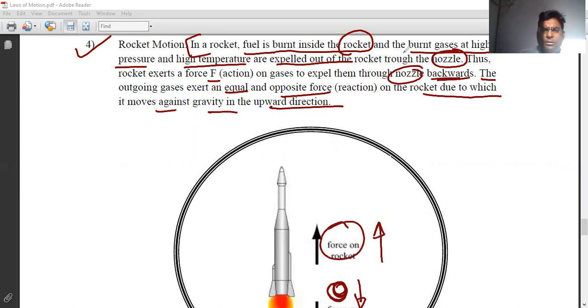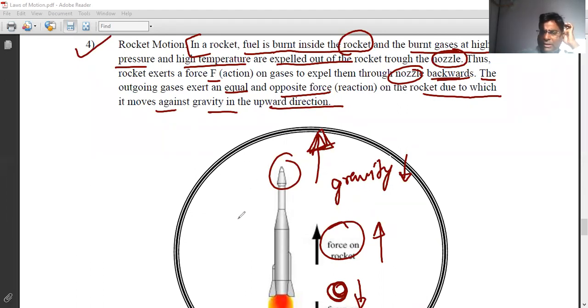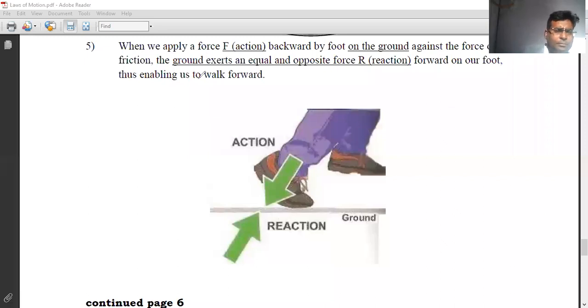So burnt gas at high pressure and high temperature is expelled out, so that is why the rocket moves forward, and it can move upward against gravity. Gravity is pulling it down, and due to the burning of the fuel, the burnt gas exerts pressure through the nozzle to move the rocket forward. So this is also an example of Newton's third law. Action is equal, opposite reaction is happening there.